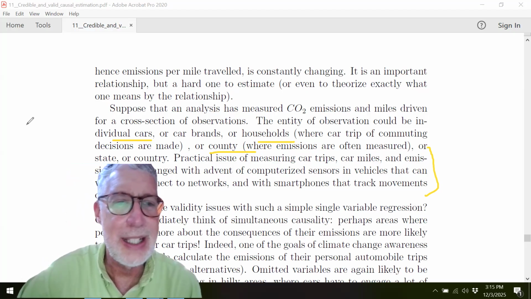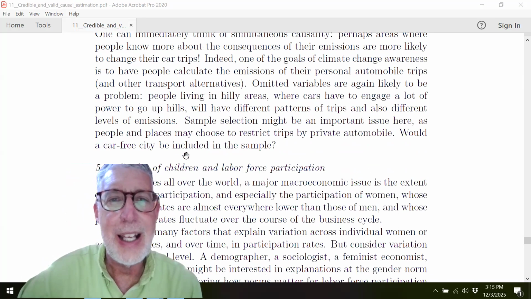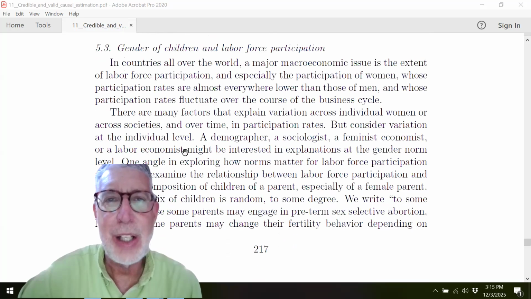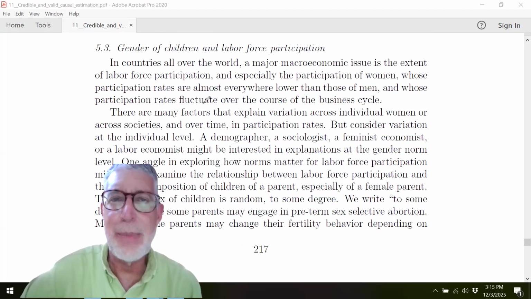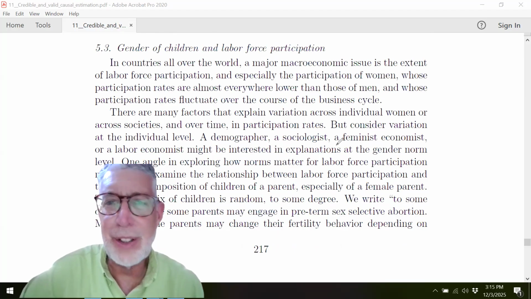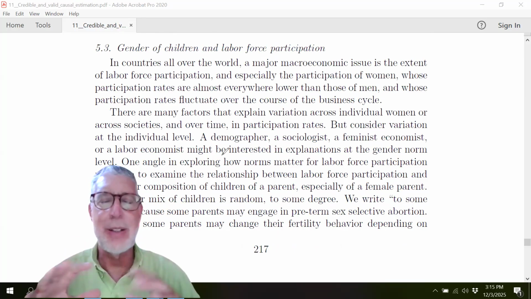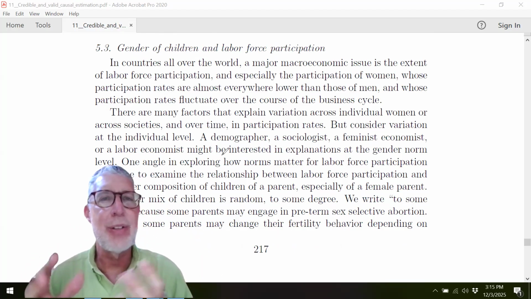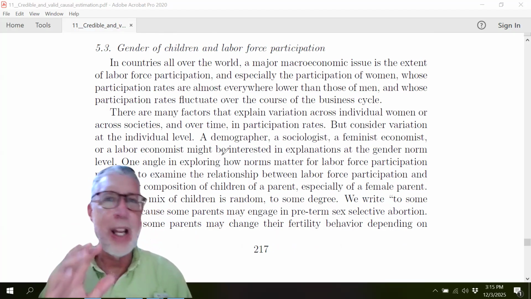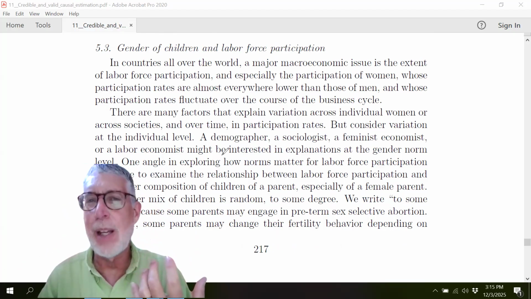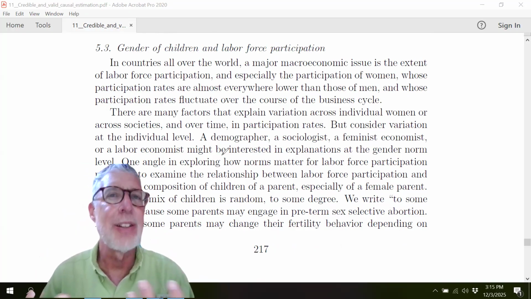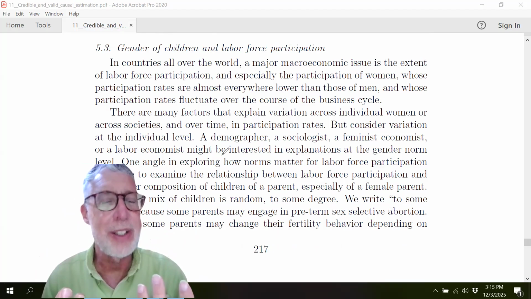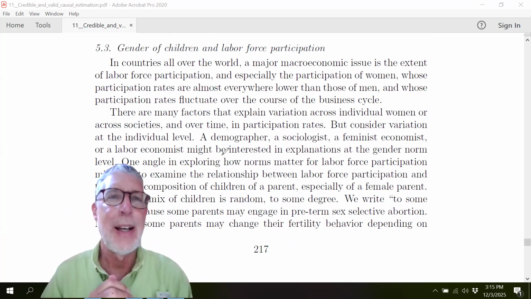And let's go to the last one. Our last relationship is gender of children and labor force participation. So here we might imagine that we're demographers, sociologists, feminist economists, and we imagine families having children and the gender composition of the children, which is largely random, but not completely random, because in many parts of the world you could have preterm abortion after ultrasound if you have particular strong preferences for the gender of your children.